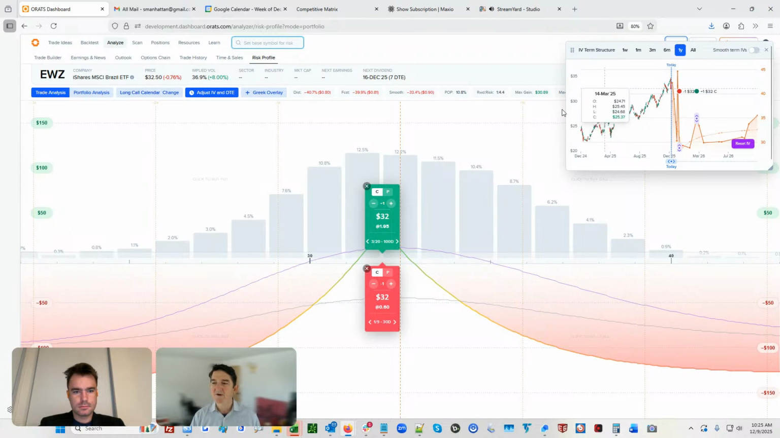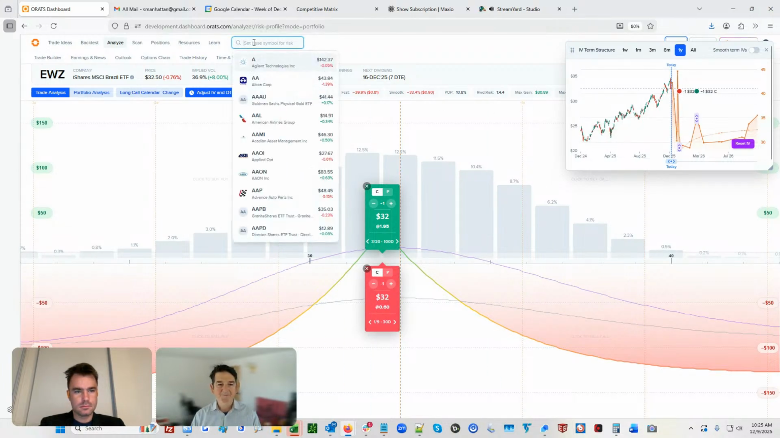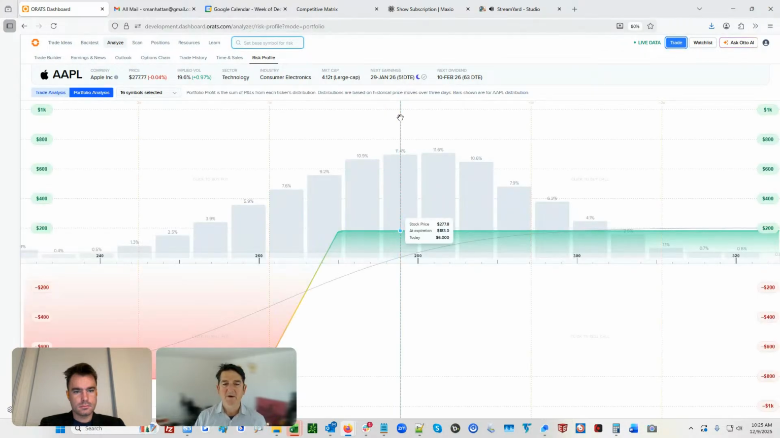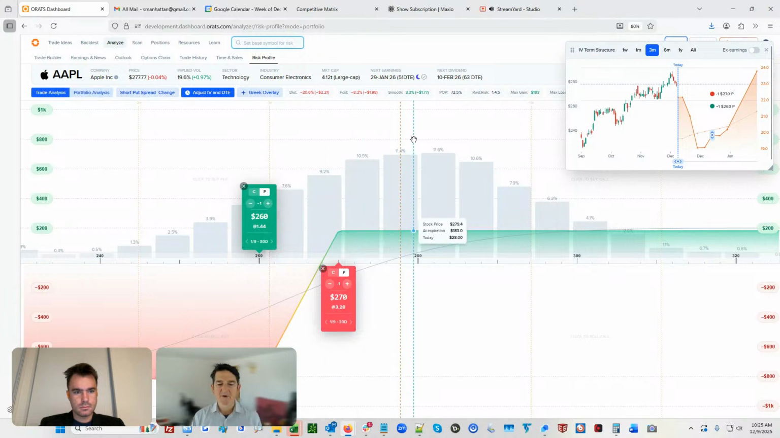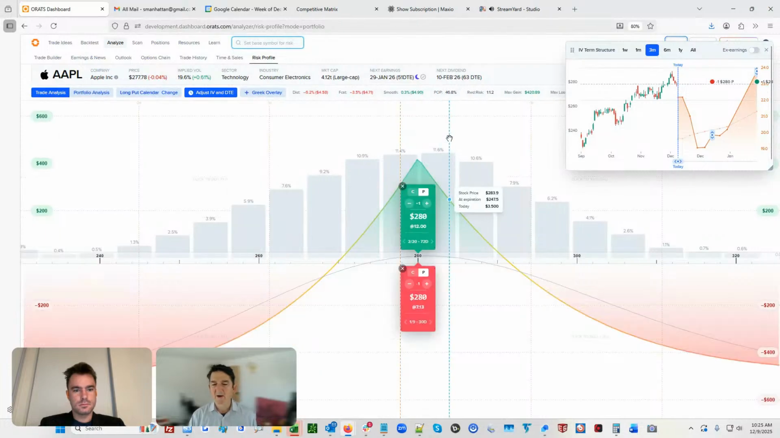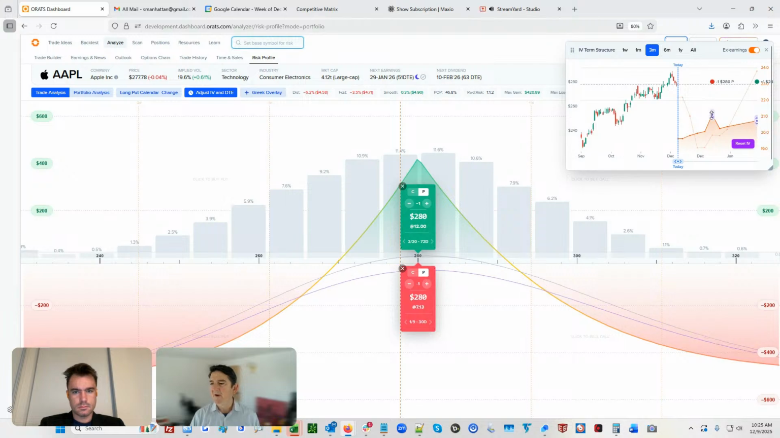You could start to see, like, if I type in Apple, I could start to put positions together, like a put calendar or whatever. I could put positions on for earnings, and then I could say, well, what if earnings flip and do this, or what if vol goes up, or if vol crashes down, for both, what's my profit like?